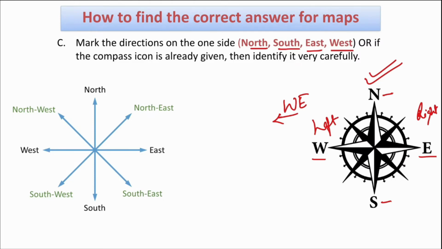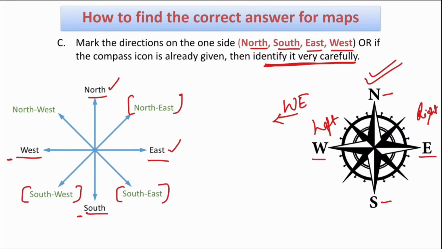So this is how you will understand this concept, and you need to mark these directions in case it is not given in the map. But if it is given, then you can identify the answer carefully according to the audio. When north, east, south, west are already given, then you need to understand between north and east there will be northeast. Between south and east there will be southeast. Between south and west there will be southwest, and between west and north there will be northwest.